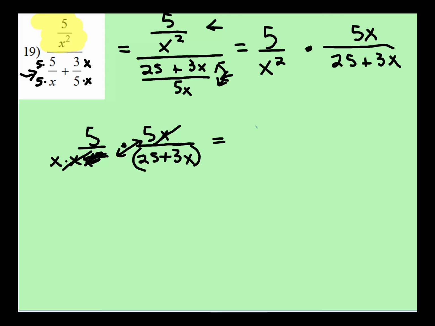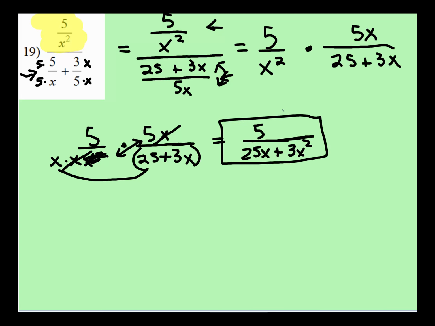So 5 times 5 is 25. And then down below, we have x times 25, which is 25x, a plus sign, x times 3x, 3x squared. So this right here, believe it or not, means the same as this right there. So this right here means the same as all of this. It's just that this is simplified. That's it. We're going to practice those today in class.